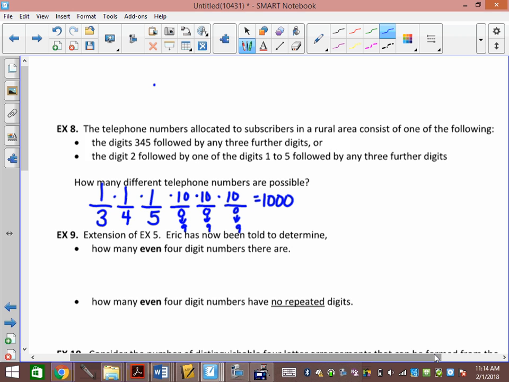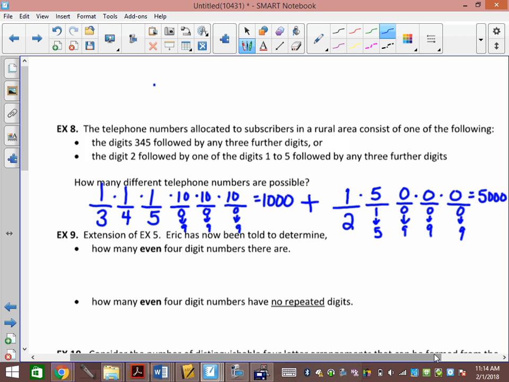So the digits 3, 4, 5 followed by any 3 further digits. Or means what? Add. So we're going to add the next one to it. The digit 2, not 2 digits, the digit 2, followed by one of the digits 1 to 5, followed by any 3 further digits. So what's the stipulation on the last 3 blanks? There isn't one. So it's 5,000. How many different telephone numbers are possible? 6,000. Yeah.